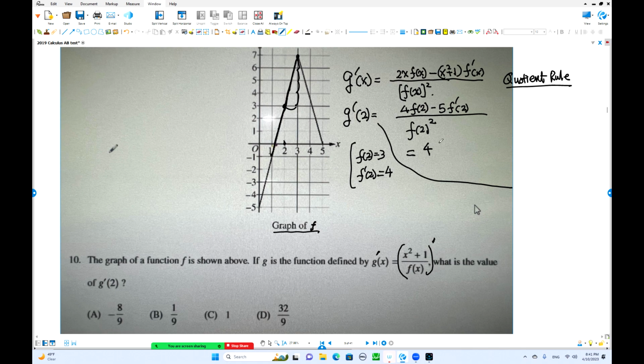4 times f of 2, which is 3, minus 5 times f prime of 2, which is 4, over f of 2 squared, where f of 2 is 3, squared. Now the numerator: 4 times 3 is 12, 5 times 4 is 20, over 3 squared is 9. That equals negative 8 over 9, which is the answer.